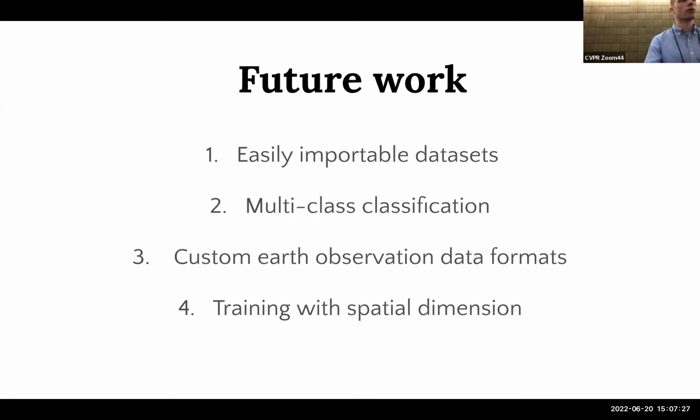Custom Earth observation data formats would be great, because then we can start including data sources like Planet Labs, which has a lot of different products coming out. And then training with the spatial dimension, so taking advantage of entire images beyond pixels. We haven't included that initially because we get a lot of information from the temporal dimension, but as we continue to do our work, we'd like to include the spatial dimension also.